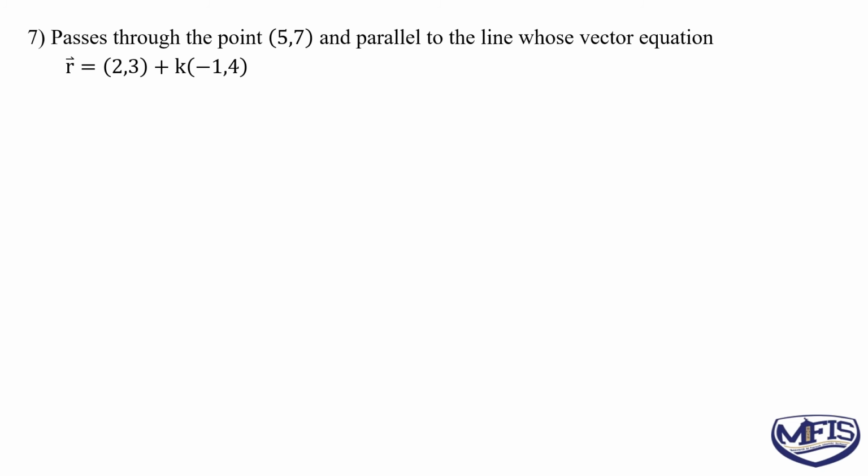Passes through the point (5, 7) and parallel to the line whose vector equation is r equal to (2, 3) plus k multiplied by (-1, 4). So (-1, 4) represents the direction vector of the given straight line, which will be (-1, 4).